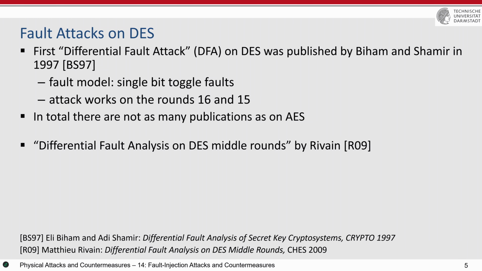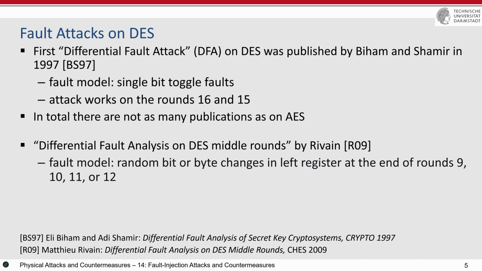Apart from the AES, I think this is the last paper that I know about DFA on DES, published in 2009. The difference between the earlier attack and the one published in 2009 is that you can actually have faults at the middle rounds of the cipher, not only at the last rounds. In the middle rounds you can also inject the fault and then perform the attack.